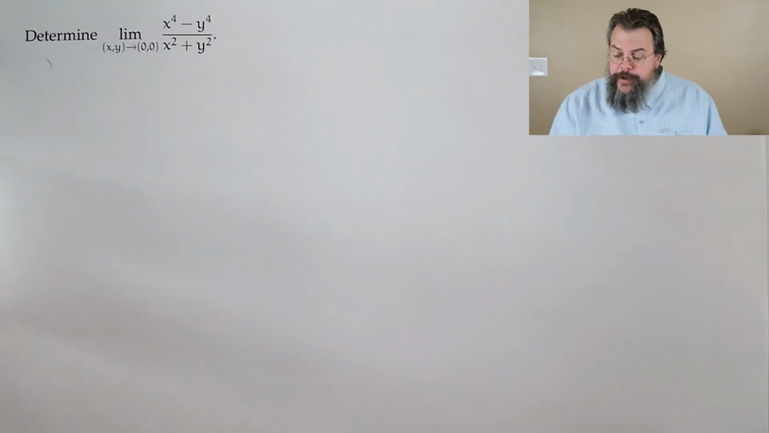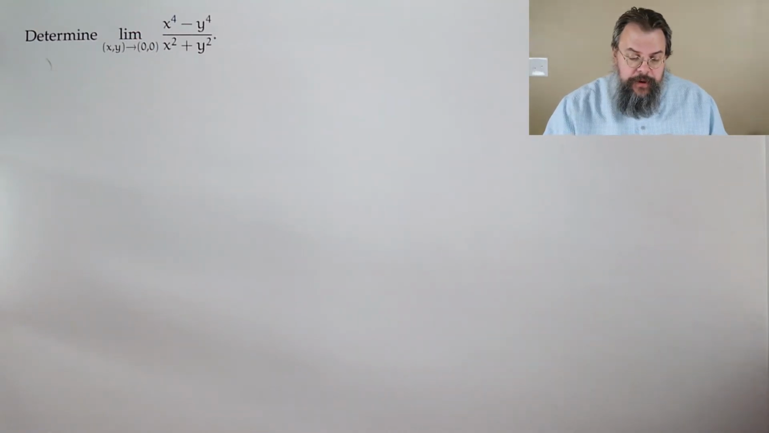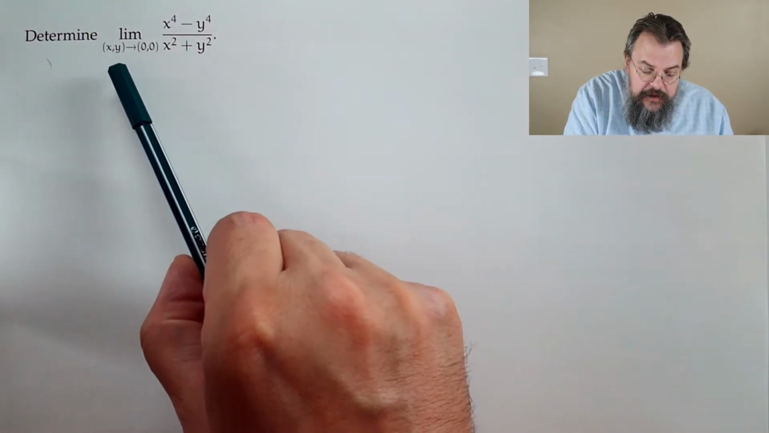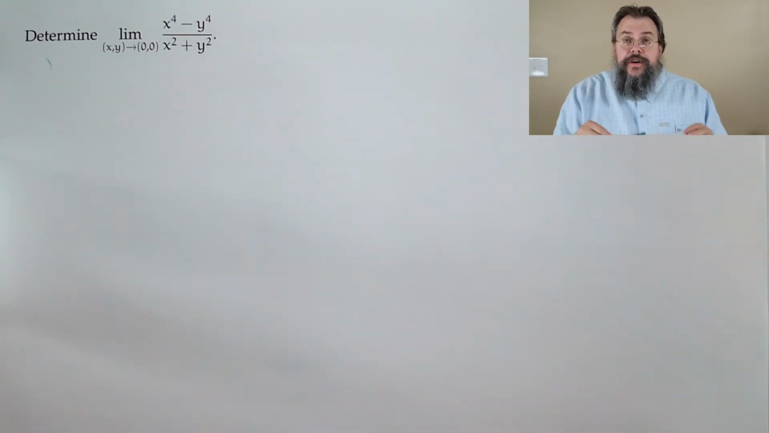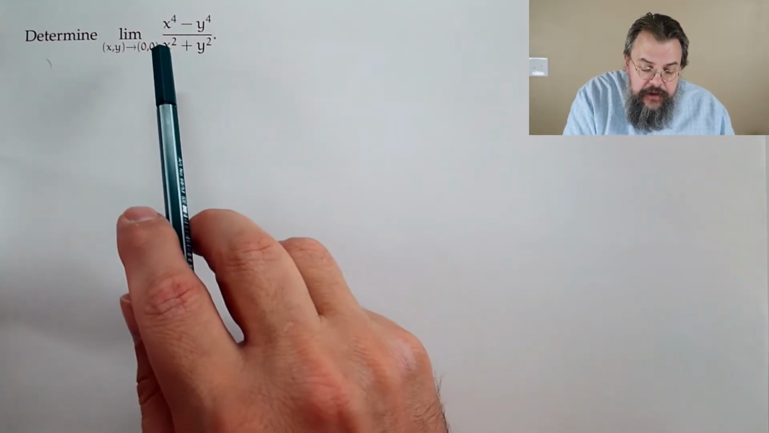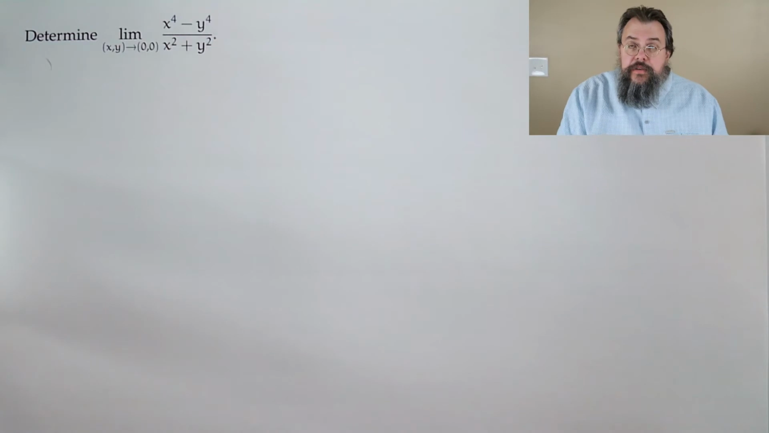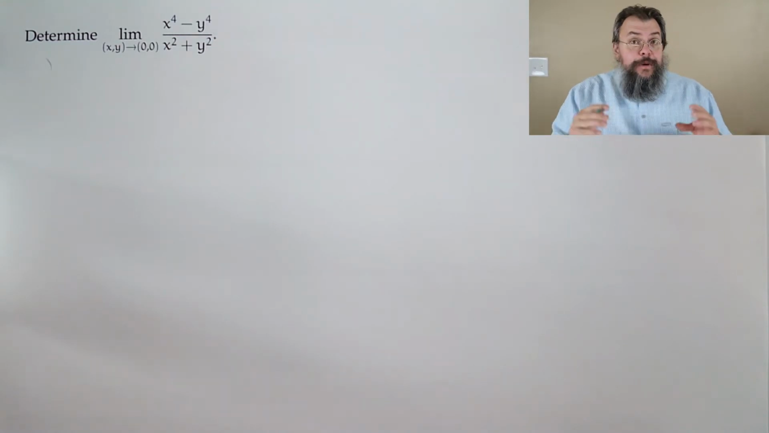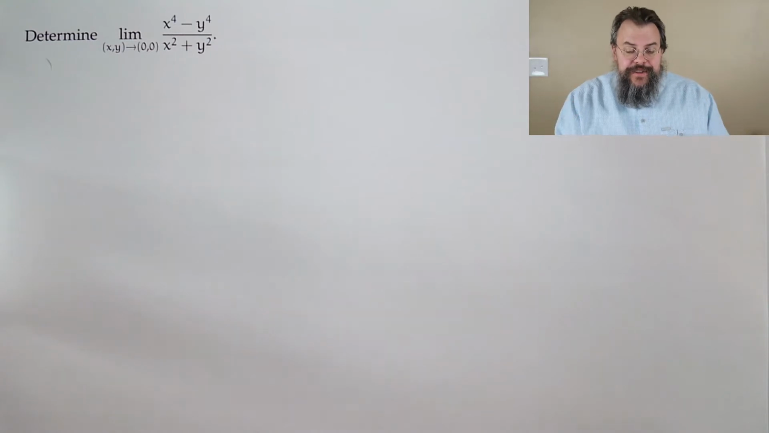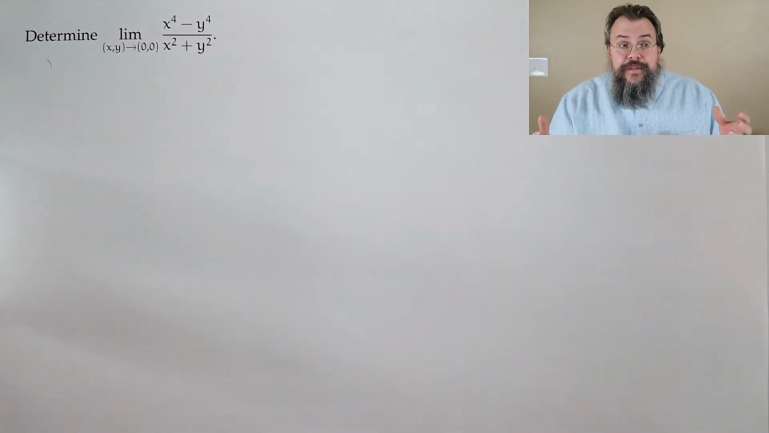So for our first problem, a nice warm-up. Determine the limit as x and y go to 0, 0. We're going to see a lot of limits like that. The expression is x to the fourth minus y to the fourth over x squared plus y squared. Now, one of the things you should always think of is what's happening at 0, 0, because maybe nothing bad happens at 0, 0 and we're done. Well, probably something interesting is happening.